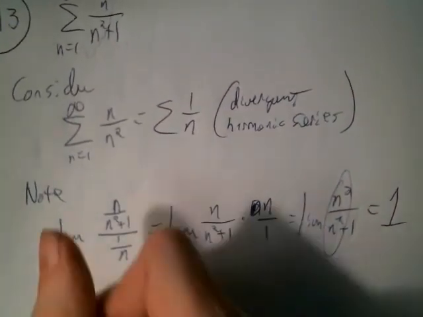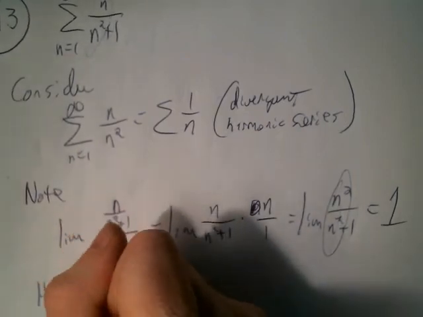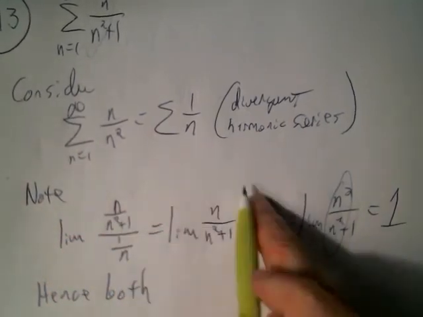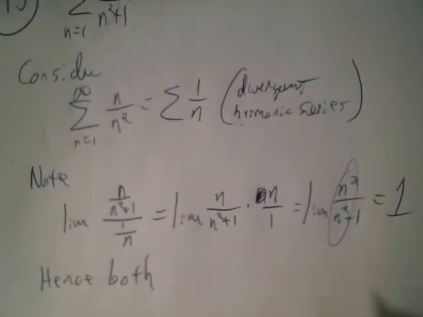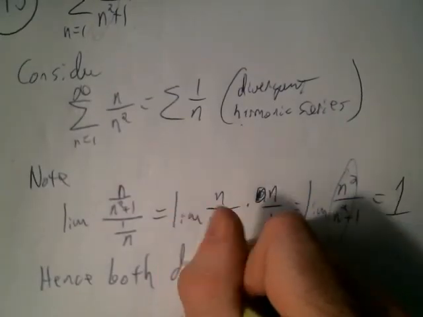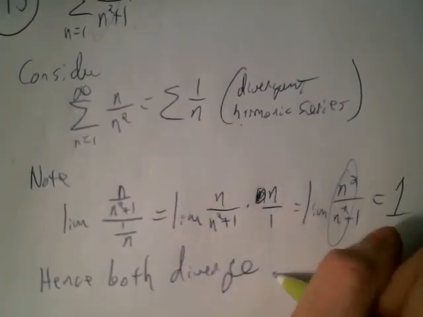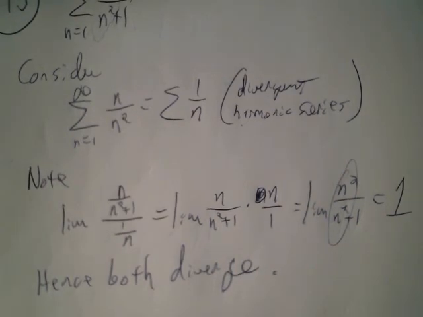Hence, both have the same behavior. This guy was divergent, so it forces that guy to also be divergent. That's the idea. I guess we can leave it like that.